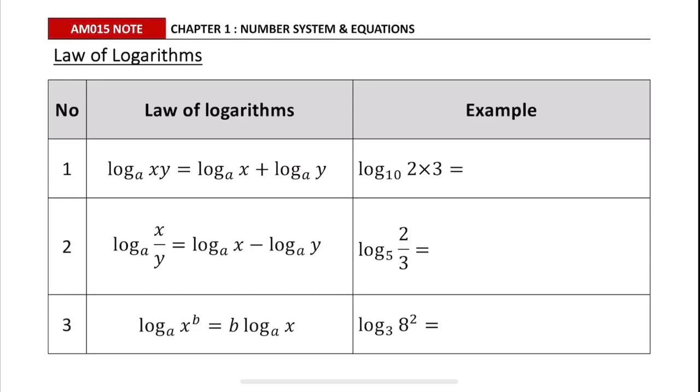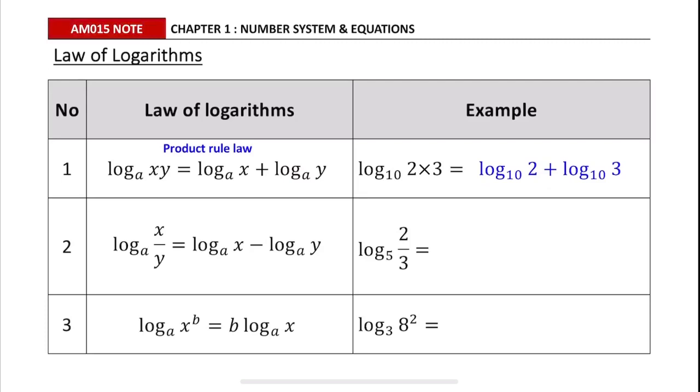We always use the laws of logarithms to simplify and solve equations involving logarithms. The three main laws are stated here. The first law is the product rule, where log base a of xy is equal to the sum of two logarithms, which is log base a of x plus log base a of y. The example is log base 10 of 2 multiplied by 3, which is equal to the sum of log base 10 of 2 and log base 10 of 3.